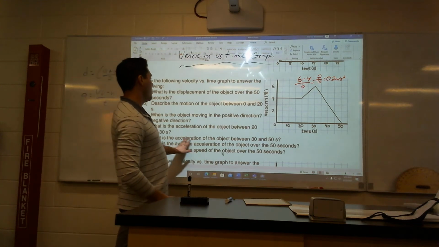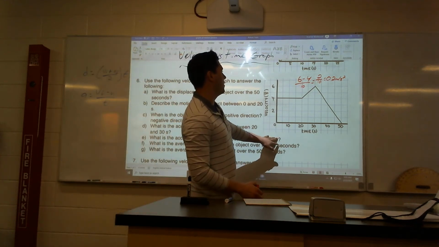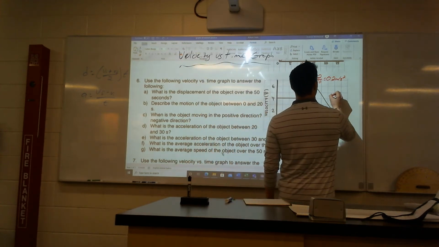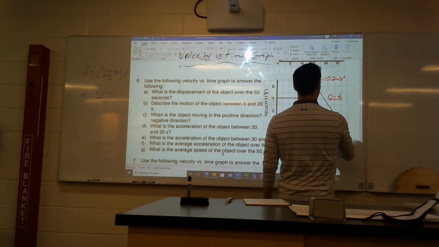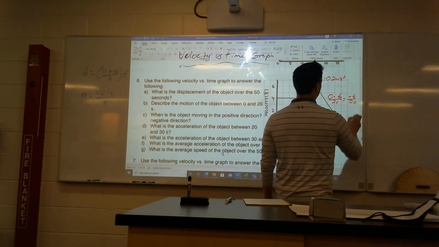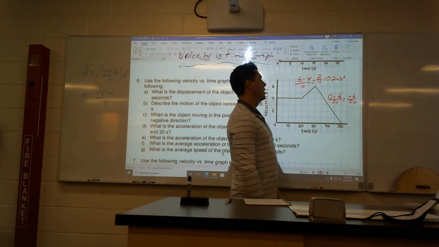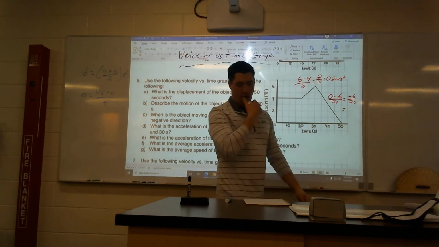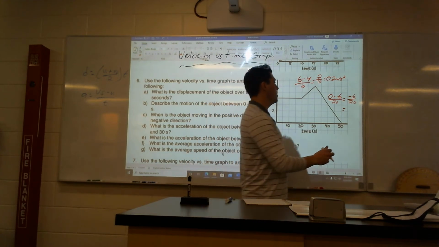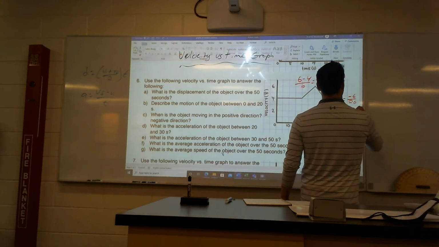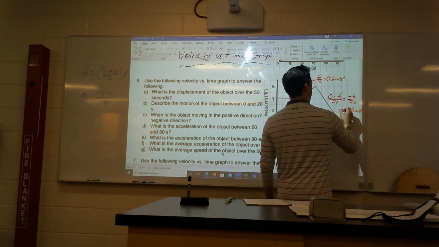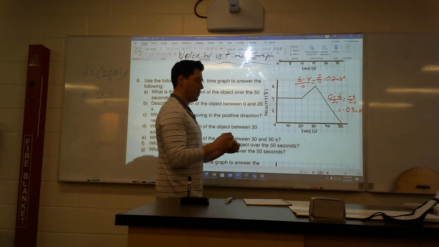What is the acceleration of the object for 30 to 50 seconds? Okay. Well, again, I have to go VF minus VI. So 0 minus 6 over 20 seconds. Which gives me negative 6 over 20, which makes sense. It is slowing down. Okay, and that gives me an acceleration of negative 0.3 meters per second squared.